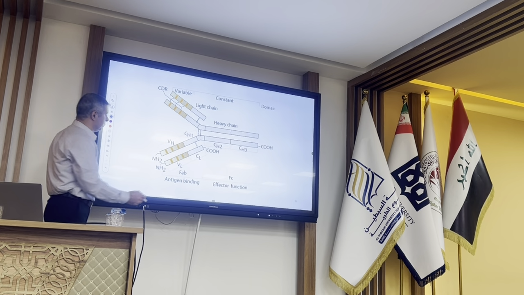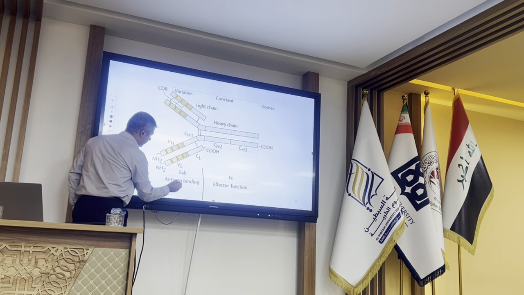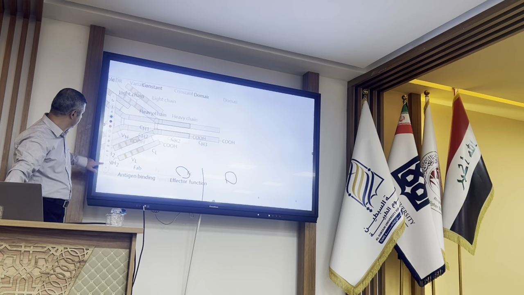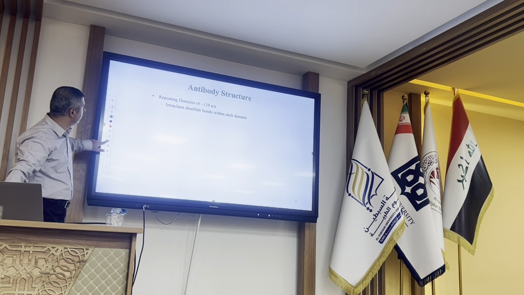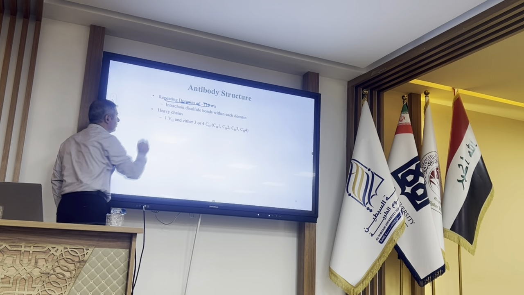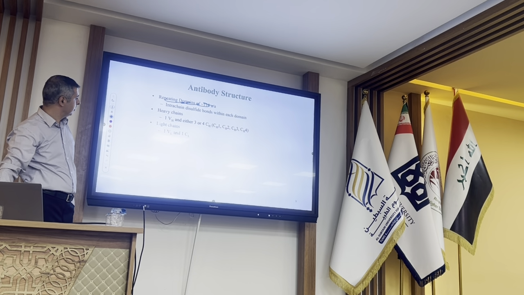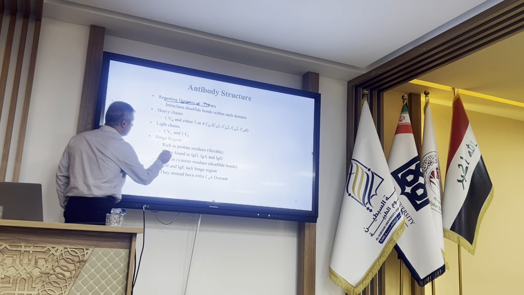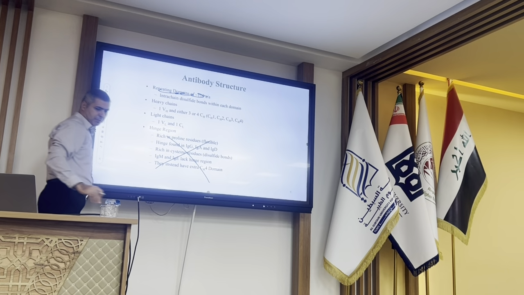Effector function, antigen binding site. This one is Fab, this one is Fc. There is no need to memorize them. There is no need to memorize these parts.